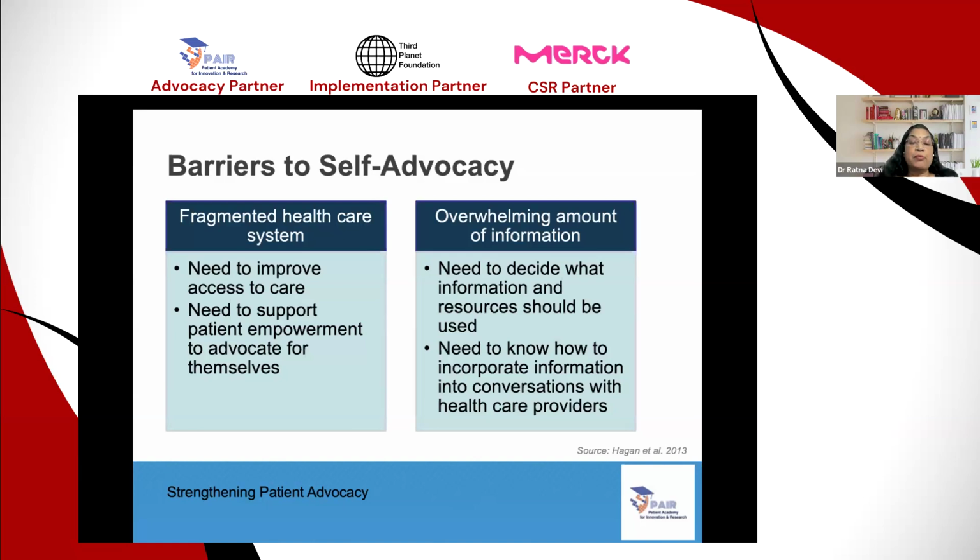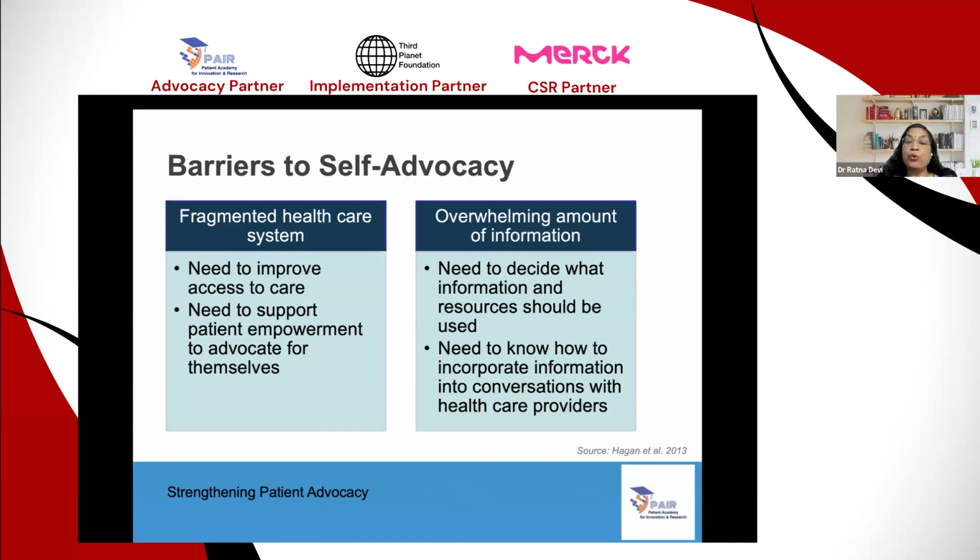We need to support patient empowerment to advocate for themselves. So how do we do this in fragmented healthcare systems? Through support groups. They can be the ones who identify the gaps in the system and are able to talk to policymakers to manage those gaps. Then there is also the overwhelming amount of information.